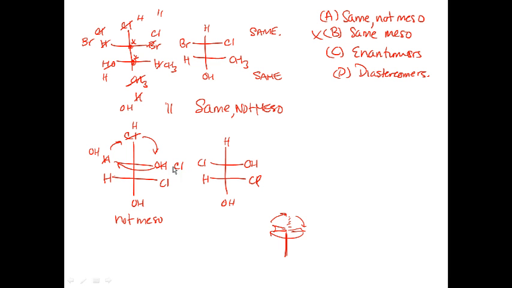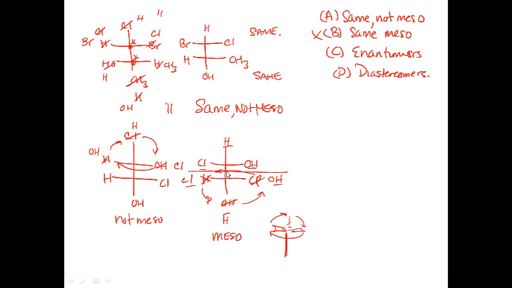Okay, there's no way to come up with the mirror plane between the top and the bottom carbon. Now how about over here? Is this compound meso? Well, if I rotate this hydrogen down here, and I rotate this OH to the right, and I rotate the Cl over here, what do you see? You see the OHs now match up, the hydrogens now match up, and the two chlorines match up. Therefore, there's a mirror plane. So therefore, that molecule is meso.